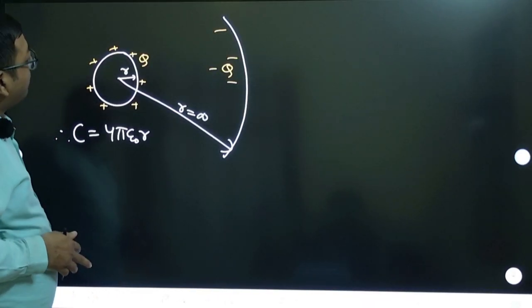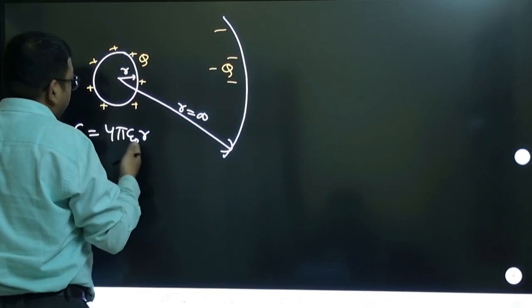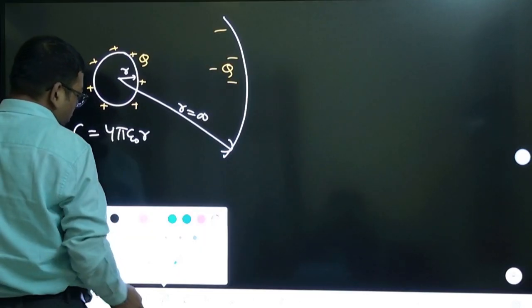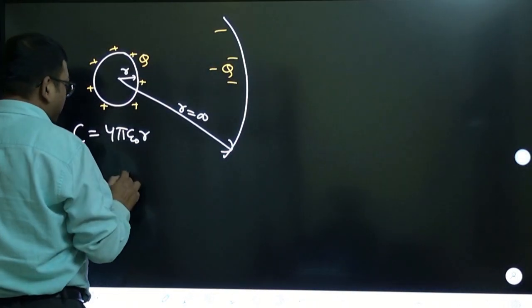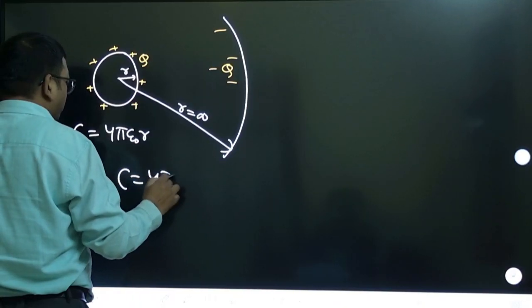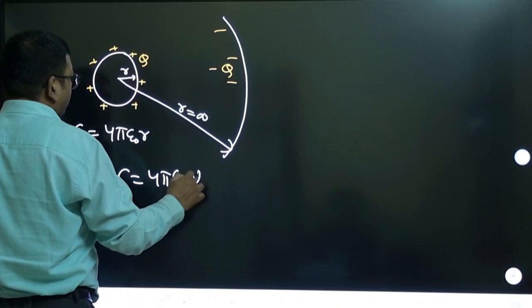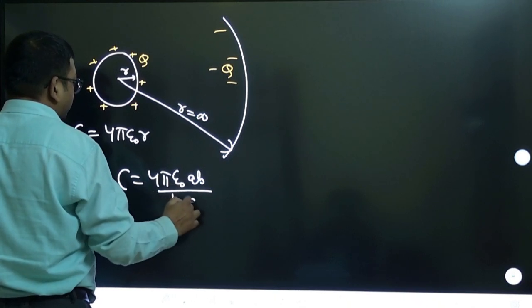So how did we derive it? The idea is, if you remember that formula, 4 pi epsilon naught AB by B minus A.